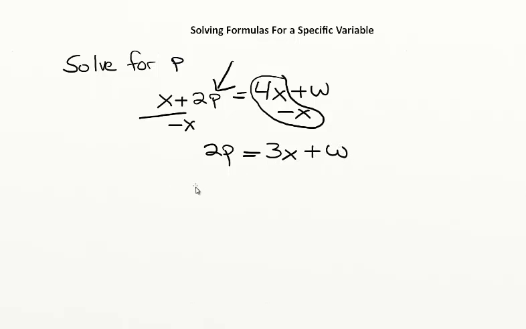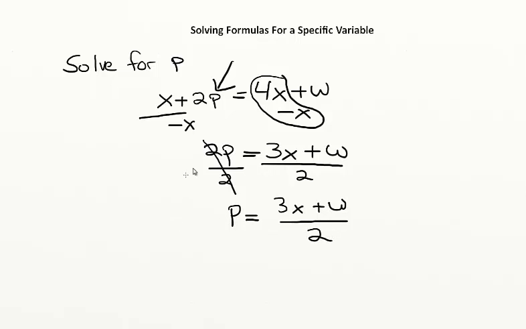The next thing we want to do is divide by 2, because we have a 2 multiplied by a p, and we want to get p by itself. So we're going to divide by 2 on both sides. Those 2's will cancel out, and we get p is equal to 3x plus w over 2. Since all we were asked to do was solve for p, that's going to be our final answer for this one.